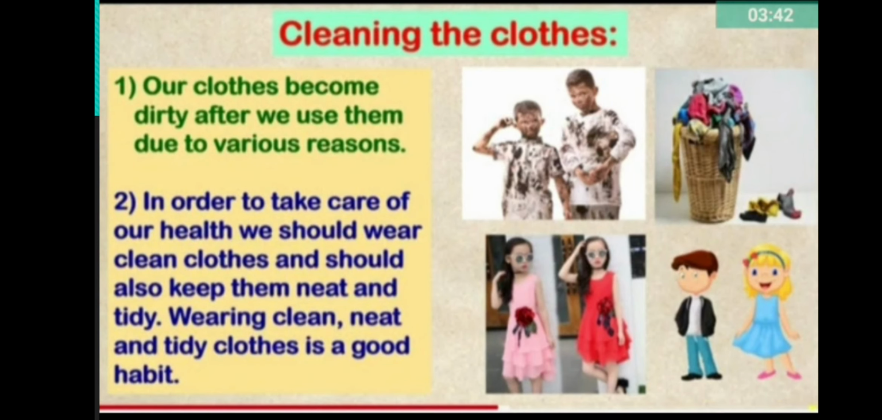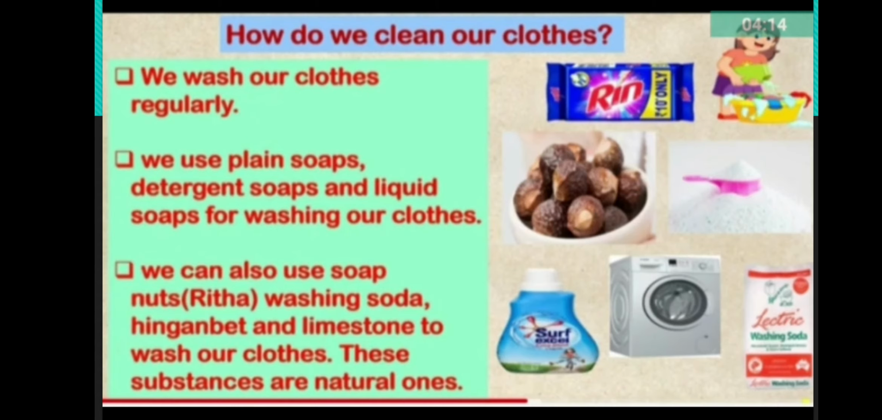Cleaning the clothes is very important. Our clothes become dirty after we use them due to various reasons. In order to take care of our health, we should wear clean clothes and should also keep them neat and tidy. Wearing clean, neat and tidy clothes is a good habit.